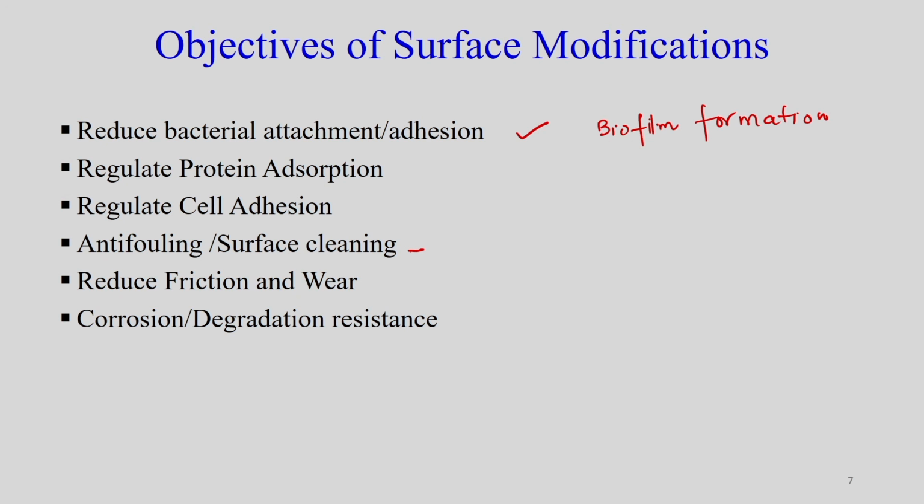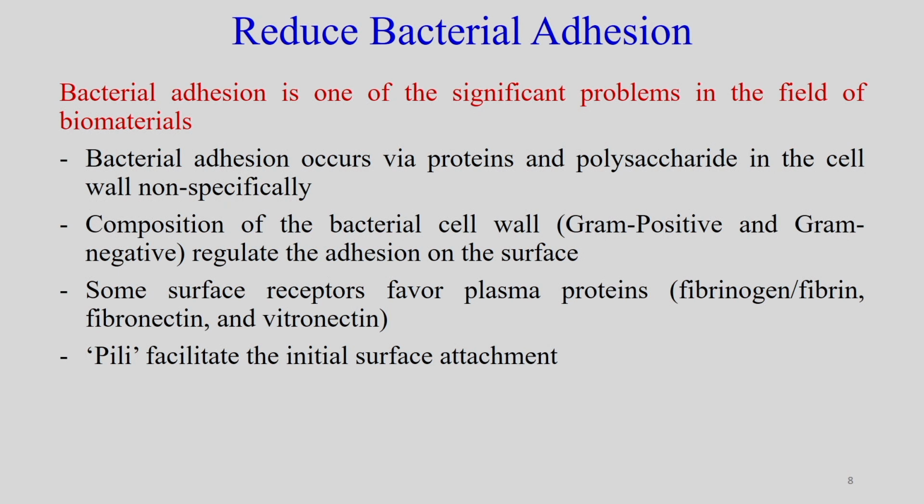So, I have listed these few examples where we need to modify the surface to achieve these objectives. We will discuss them one by one. First, to reduce the bacterial adhesion or biofilm formation. As we know, bacterial adhesion is a major problem in biomaterials, because it leads to a lot of infections and may even end up with the failure of the implant. So, we can say it is responsible for biofouling.